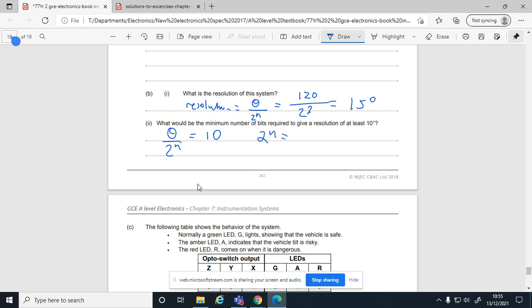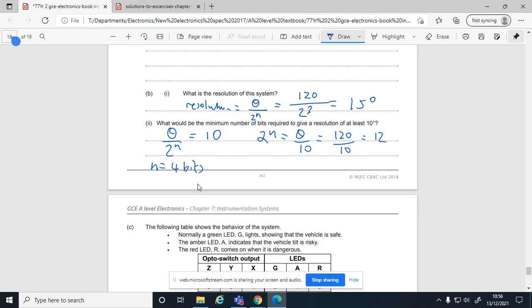So 2 to the n equals that over that, which gives me, in this particular case, 120 over 10, which is 12. Okay, so that's the answer. 2 to the n is 12. So we need to think of how many bits that would be. Well, 2 to the 3 equals 8, 2 to the 4 equals 16. So do you think 3 bits or 4 bits would be all right? 3-bit would not work, so it's going to be n equals 4. n equals 4 bits.